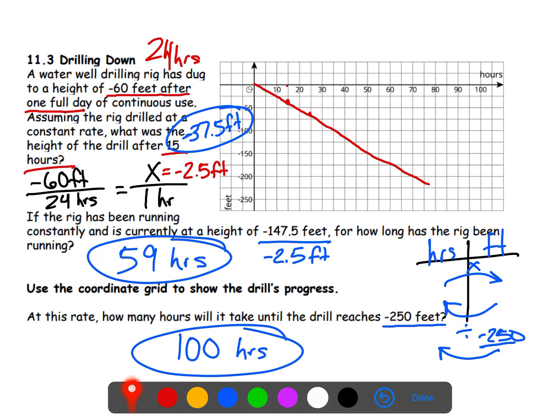And if we look at our graph, we didn't quite extend our line long enough here. But if we look at negative 250 feet, where it hits the line is, well, on our line, it's 90 hours. If we drew it straighter and more accurate, I think it would have been much closer to 100 hours like it should have been. Okay?